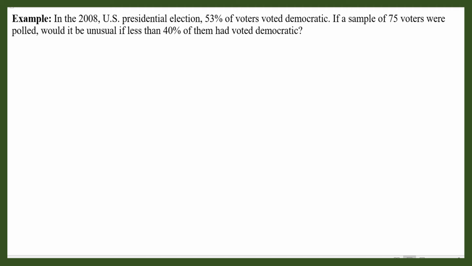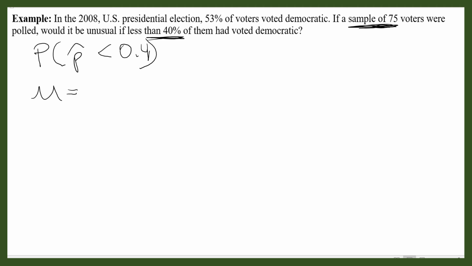And here's the question. It's worded a little bit differently. If a sample of 75 voters was polled, would it be unusual if less than 40% of them had voted Democratic? So we're talking about a percentage of a sample. So you know this has to involve p hat. We should look up the probability that p hat is less than 0.4. Since we're talking about p hat, the mean is equal to the population mean, 53%.